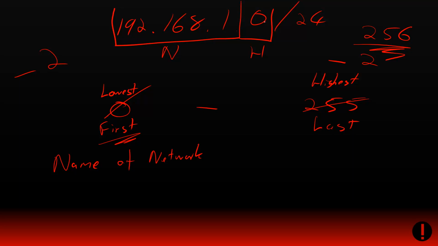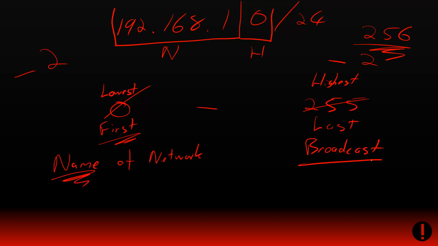This is my entire network. It is the name of my network. You cannot be a network. You can be in a network. So I cannot use the very first because it is the representation of the actual name of the network itself. And the very last cannot be used because it is used as a broadcast address. This is to talk to the entire network. The very last IP address, you cannot be a broadcast.